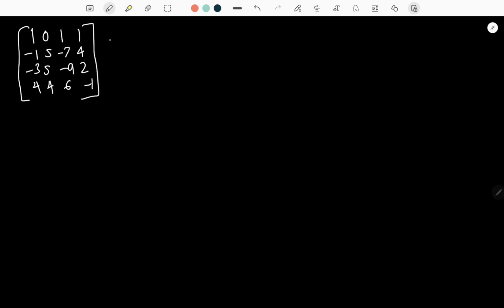So it will be R1 plus R2, and then 3R1 plus R3. This is a 5 here. If you cannot see, let me make that clear.